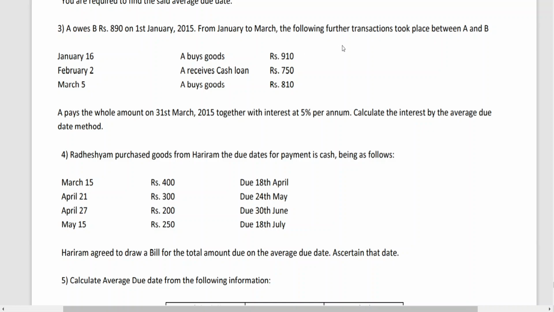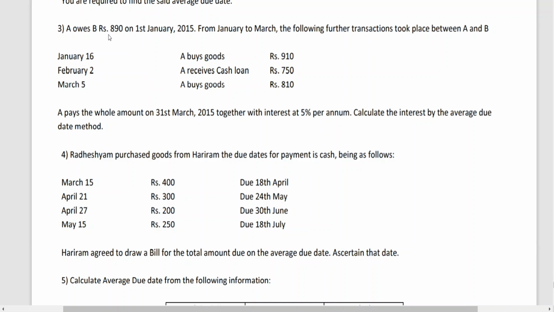From January to March, the following further transactions took place between A and B. January 16, A buys goods. February 2nd, A receives a cash loan. Then March 5th, A buys goods. A owes means A needs to make a payment. A pays the whole amount on 31st March 2015 together with interest at 5% per annum. Calculate the interest by the average due date method.